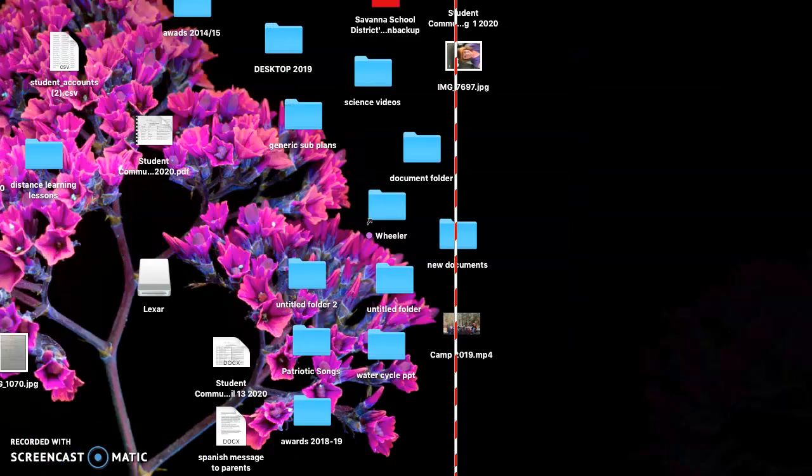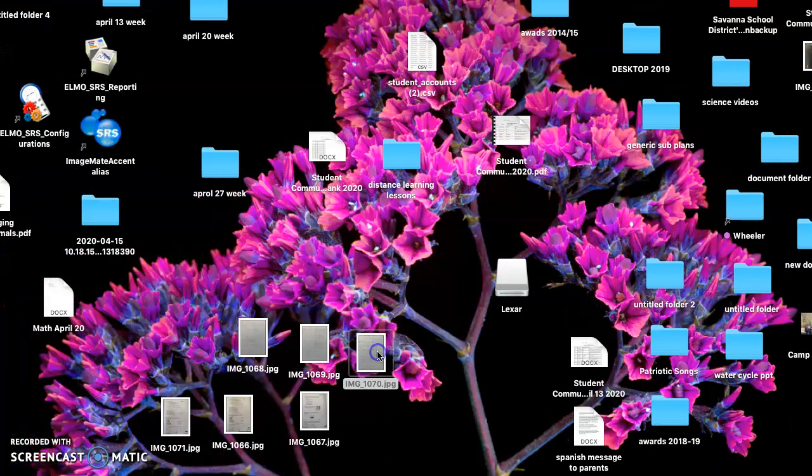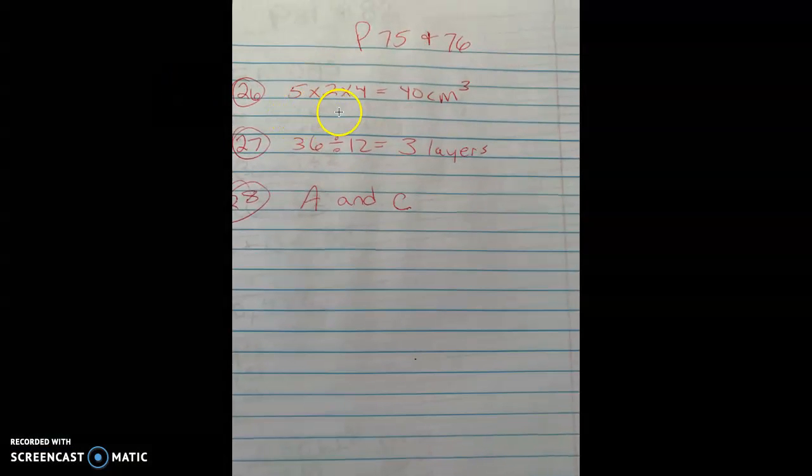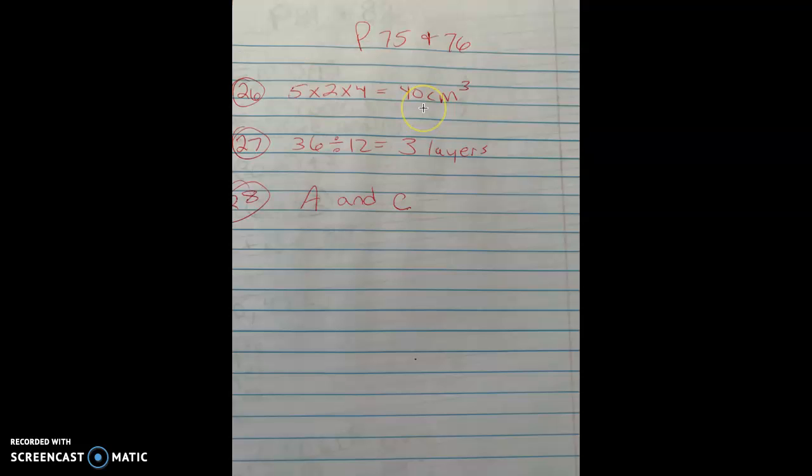Let's take a look at question 26. Okay, question 26, the volume is 5 times 2 is 10, times 4 is 40. And then 27, there's 12 cubes in that first layer, so 36 divided by 12, you're going to have 3 layers of cubes. And then 28, A is correct, it would be an equilateral triangle, and C is correct, it would be an acute triangle.